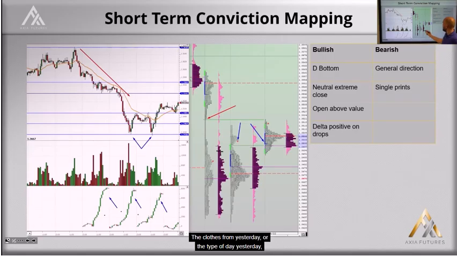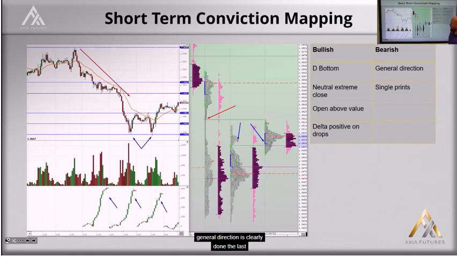The close from yesterday, or the type of day yesterday, neutral extreme, close towards the highs. There's a bullish tip as well. We open above value, bullish tip. Delta has been positive on all drops, bullish. So there you go, you've got 4 bullish pieces of information. But you have to balance this against the bearish.